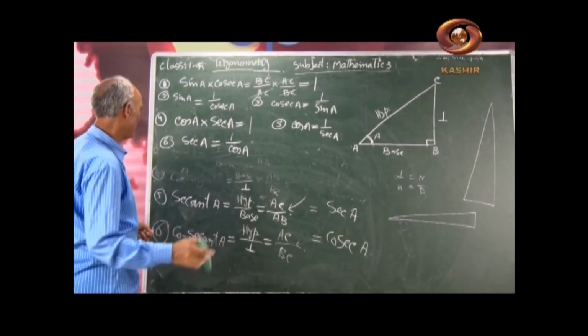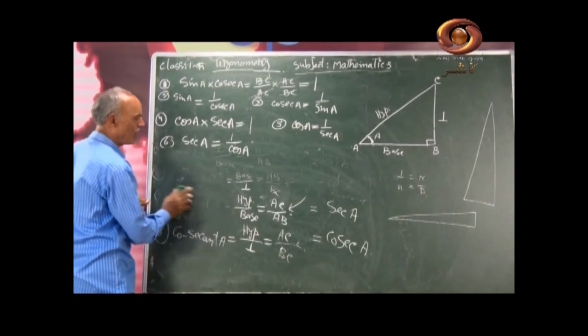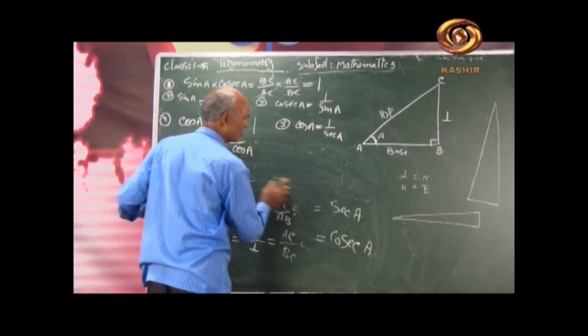Now the last ratios, tan and cot, are reciprocals of each other. We can write tan A into cot A is equal to 1.